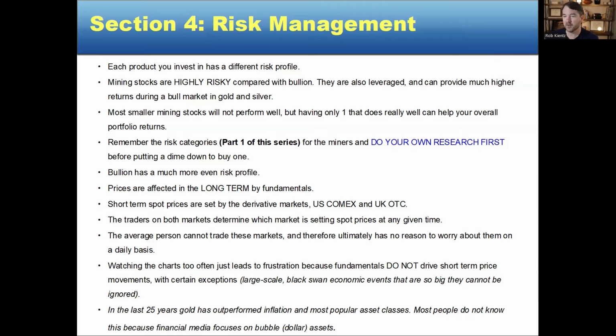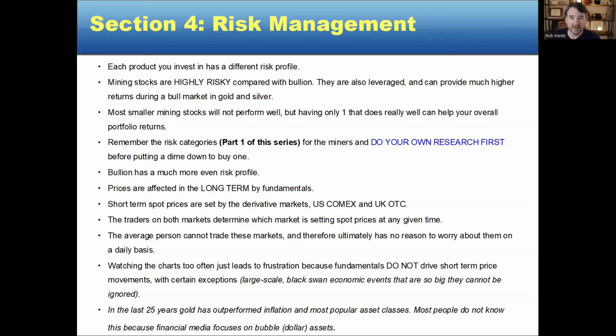Remember the risk categories that I talked about in part 1 of the series for the miners, and do your own research first before putting a dime down on one. And if I had to make a recommendation, again, do your own research, consult your financial advisor and accountant. But if I had to give a recommendation in general, just for the general market as a research and education piece, I would say buy the bullion first and mining stock second. Just because as you get more sophisticated, then you can start getting into the higher leverage, higher risk assets like the equities.